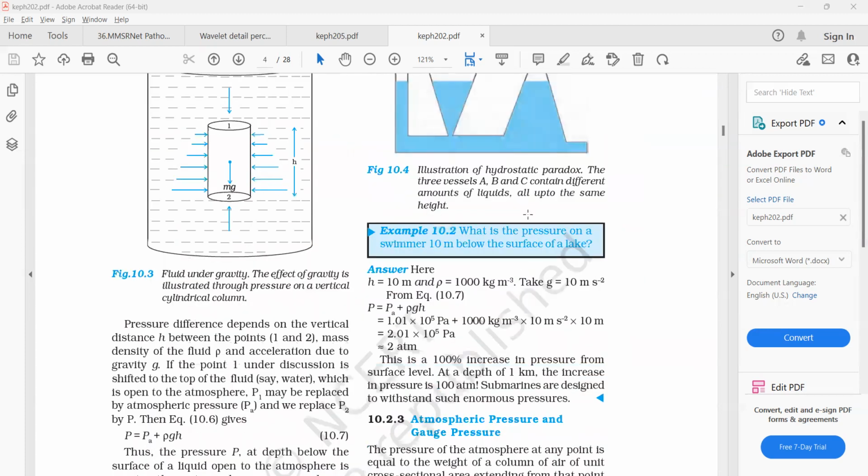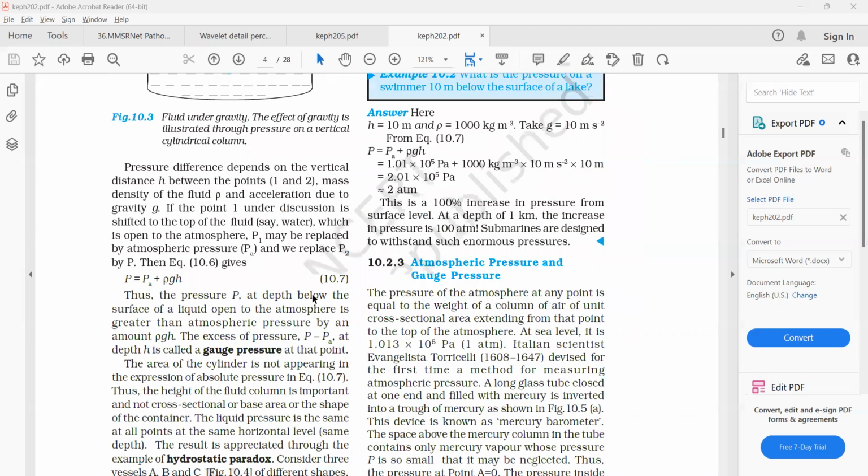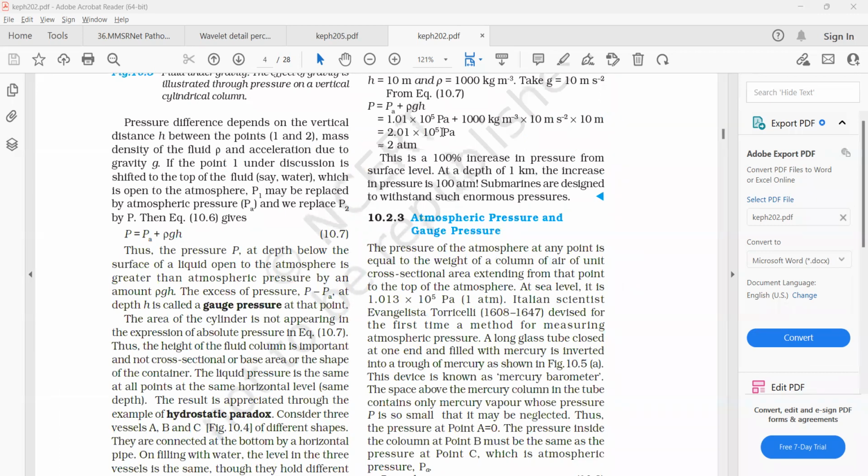But this time we are taking point 1 at the atmosphere, above the container. So the pressure at point 1 we are calling PA, the atmospheric pressure, and the pressure at point 2 we are calling P. Then P minus PA is equal to rho gh, which gives P is equal to PA plus rho gh.